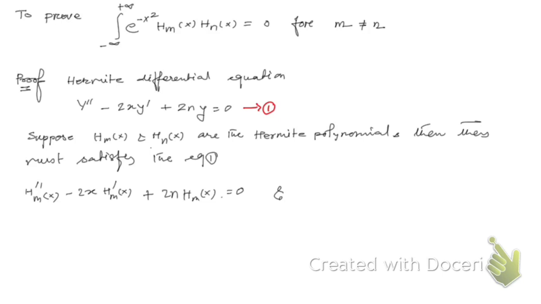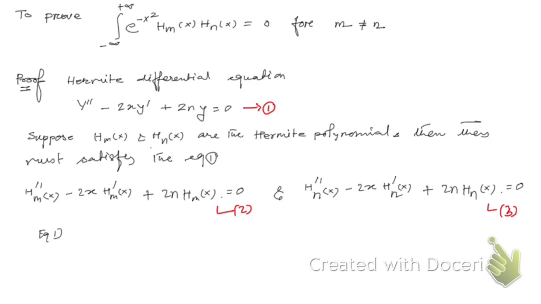Instead of Hm, we're going to have Hn. Let me replace the m by n here. So here, second order derivative of Hn, here first order derivative of Hn, and here Hn of x. So these two equations we're going to obtain. This is equation number 2 and this is, suppose, equation number 3, right? Hope you got it.